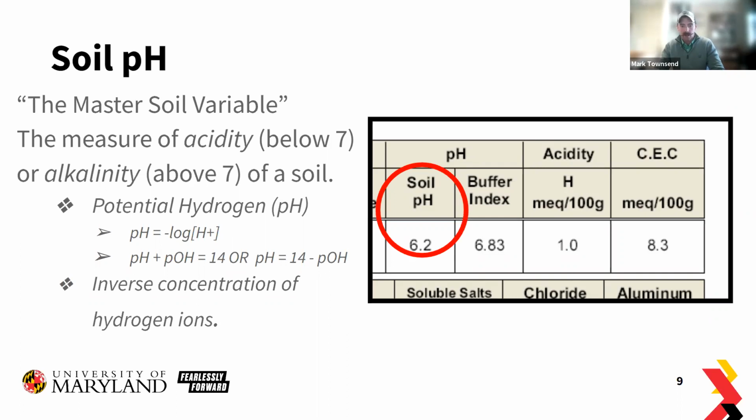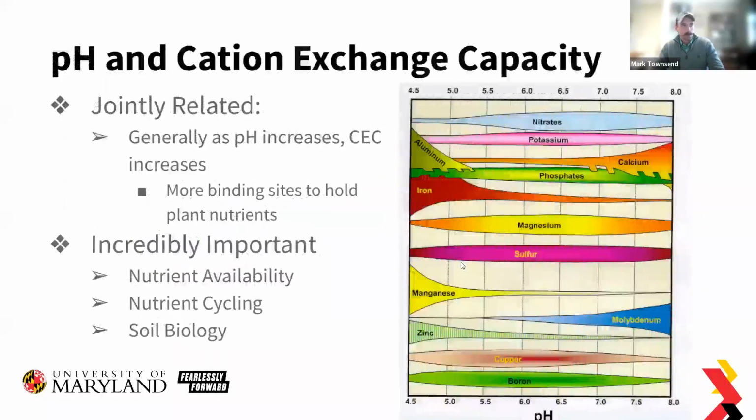We see 8, 9, 10. Okay. That's when we have a lesser amount of hydrogen in the soil, but a lot more hydroxyl, OH, right? I won't bore you with the chemistry, but it's a nice little relationship to know that pH and pOH are related. So cation exchange capacity and pH are pretty jointly related.